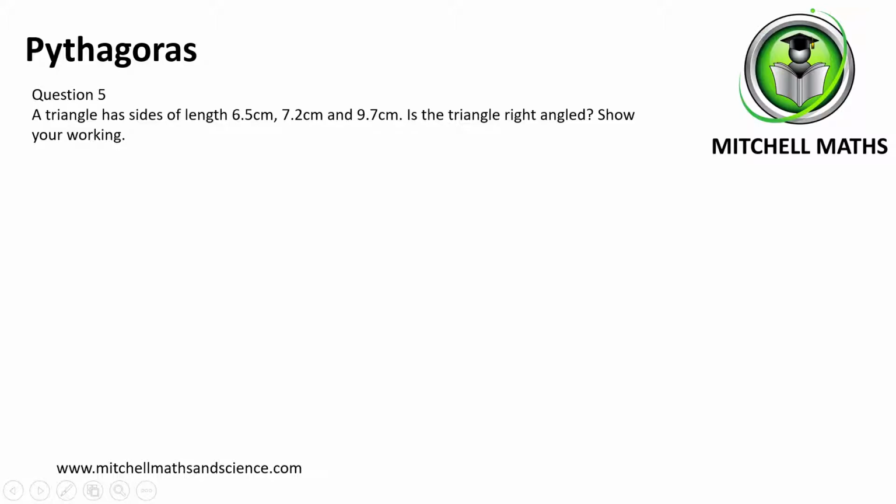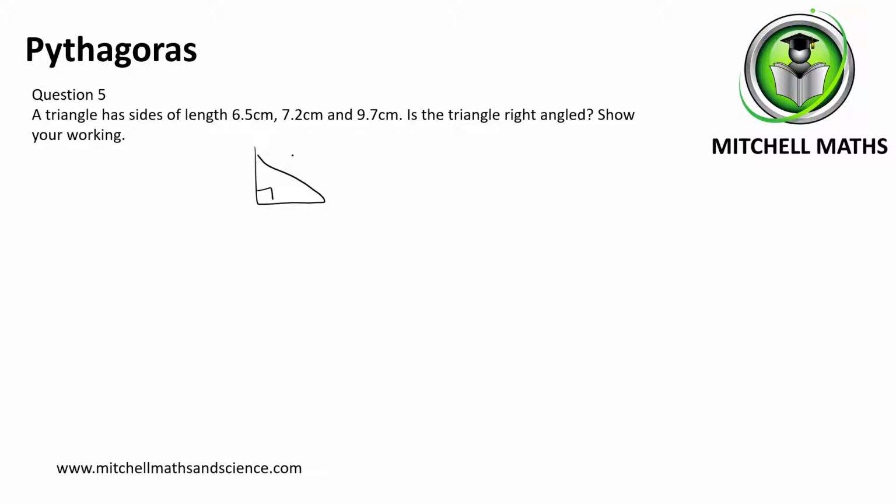Right, so we've got a proof question. Well, we have to decide whether a triangle with 6.5 centimetre, 7.2 centimetre and 9.7 centimetre sides is right angled. Now, we always know that in a right angled triangle, the hypotenuse is always going to be the longest of the 3 lengths. So this triangle could be drawn as follows.